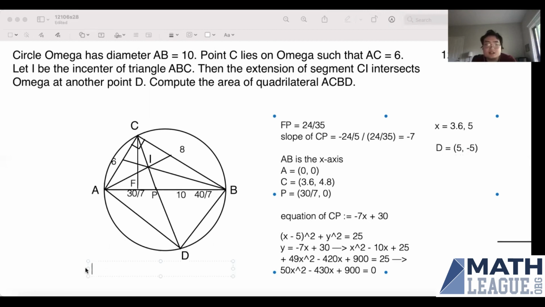Now we can add that to the area of ACB, and we conclude that the area of ACBD is the area of ACB plus the area of ABD. That's 24 plus 25, which is 49. And we're done.